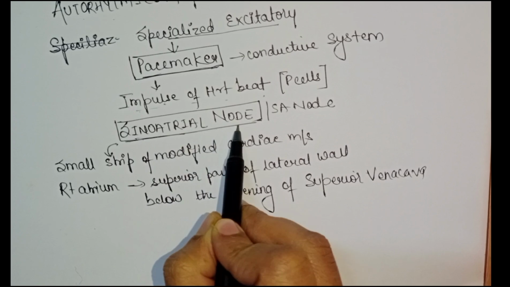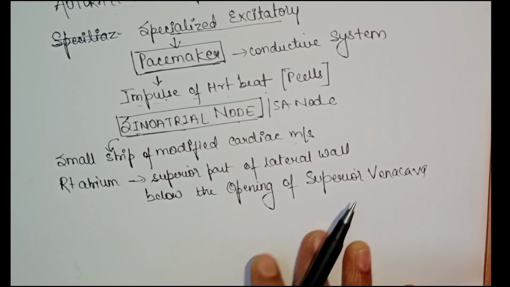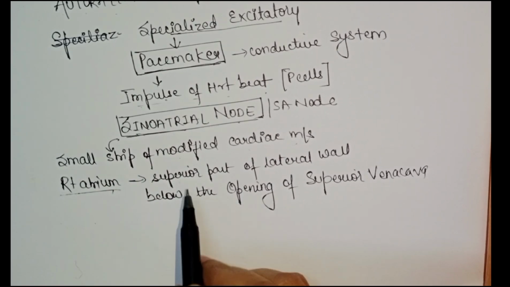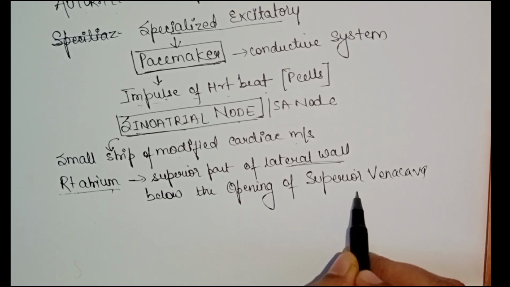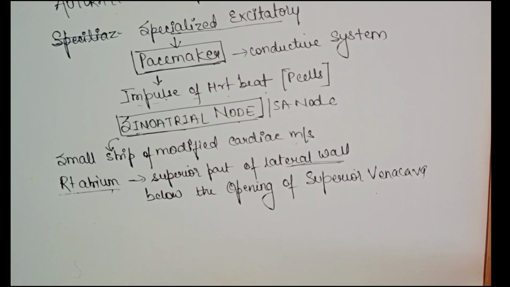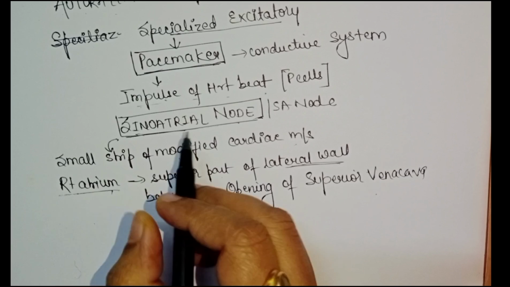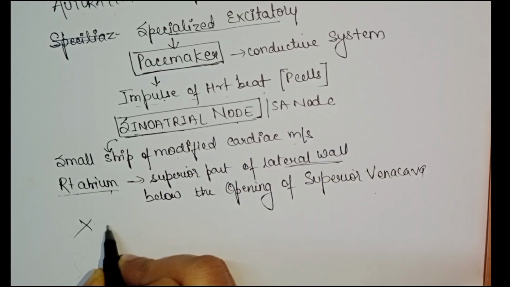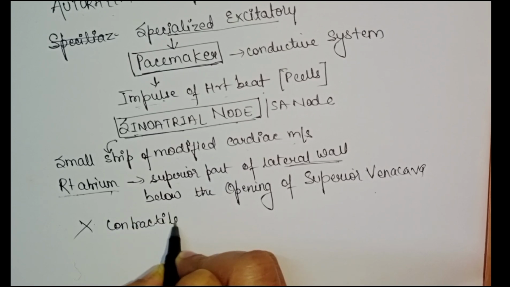So talking about the sinoatrial node, it is a small strip of modified cardiac muscle, and where is it situated? It is situated in the right atrium. Where in the right atrium? At the superior part of the lateral wall, just below the opening of the superior vena cava. The fibers of this node do not have a contractile element.